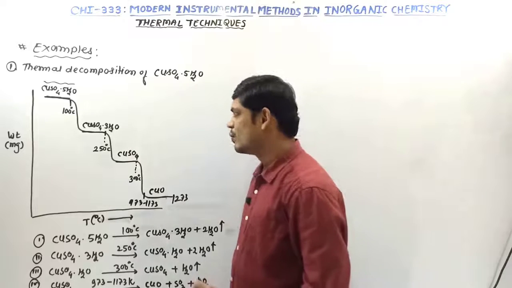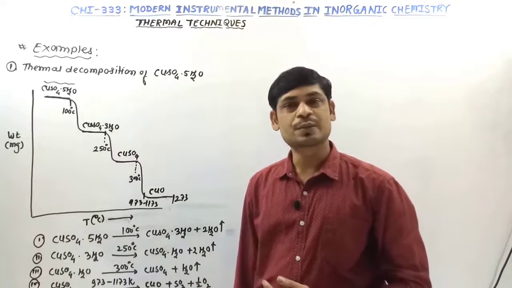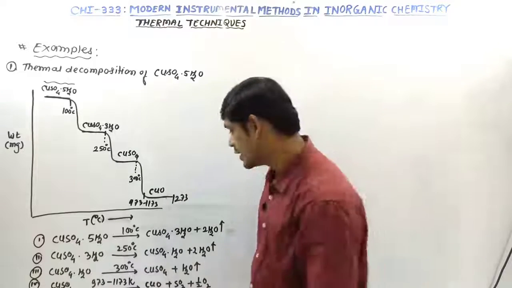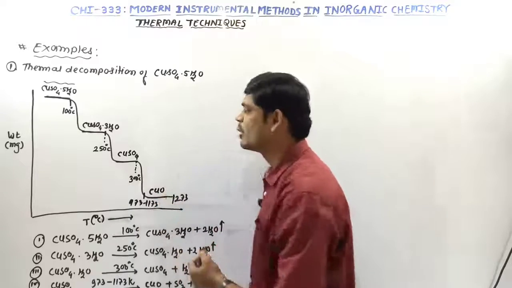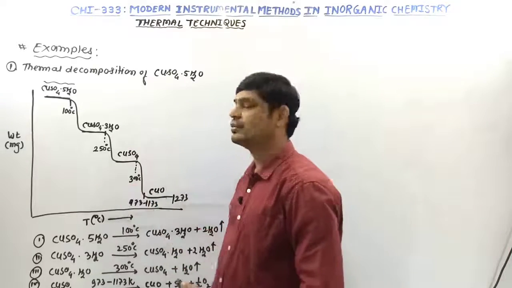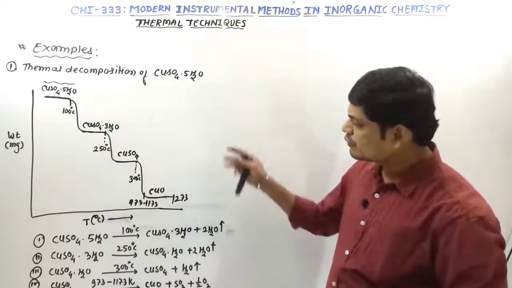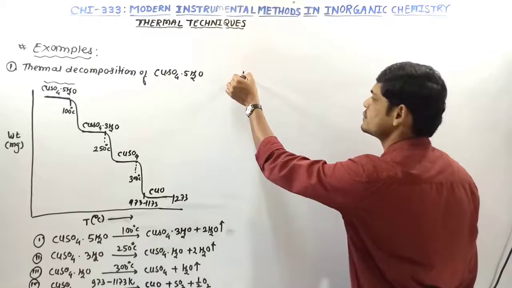Second thing, once we have to find out the ignition temperature for copper sulfate pentahydrate, we will get the ignition temperature from this curve. So such very important information we can collect from the thermogram. So it was our first example. In the same way, we can discuss the second example also.